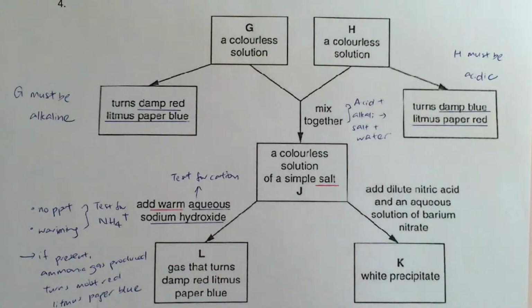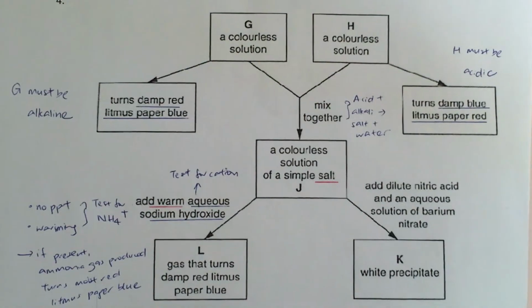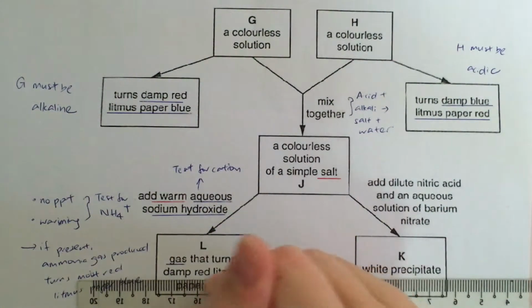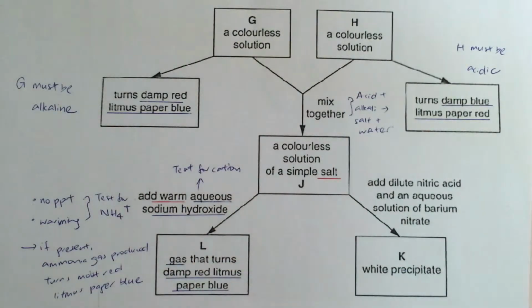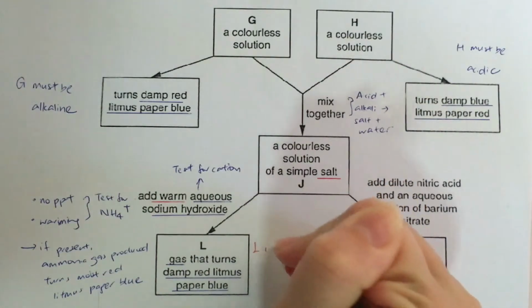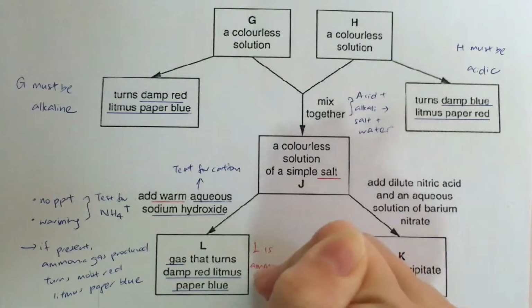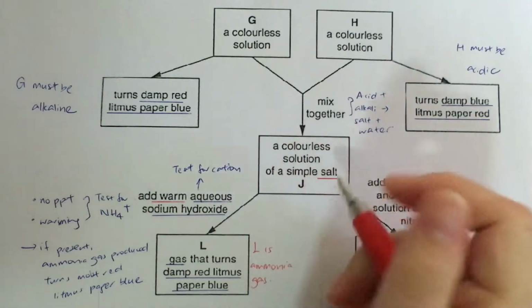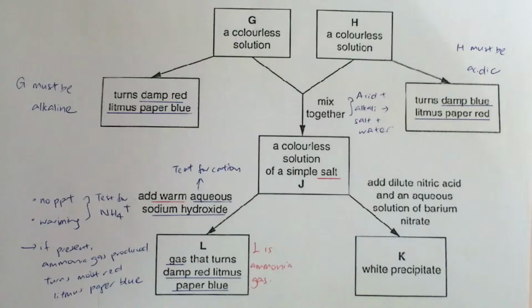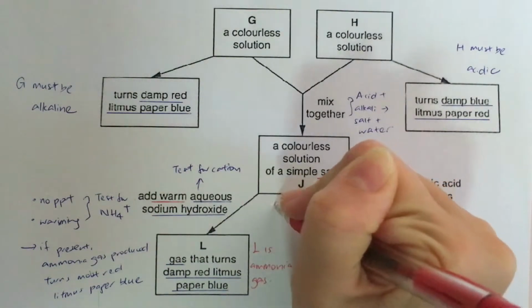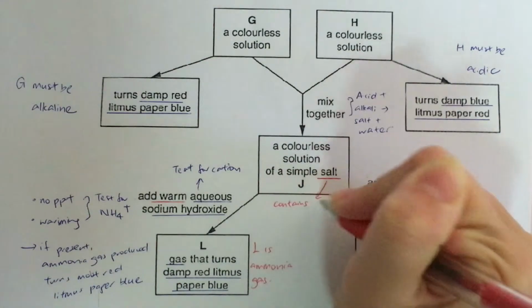Then next you look at L, and L says there is a gas and it turns damp red litmus paper blue. So what does this mean? This means that the gas is ammonia. So if ammonia gas is produced, this means ammonium ion is present. So first we write L is ammonia gas so we can remember. Then we write that J, this salt, contains ammonium ion.